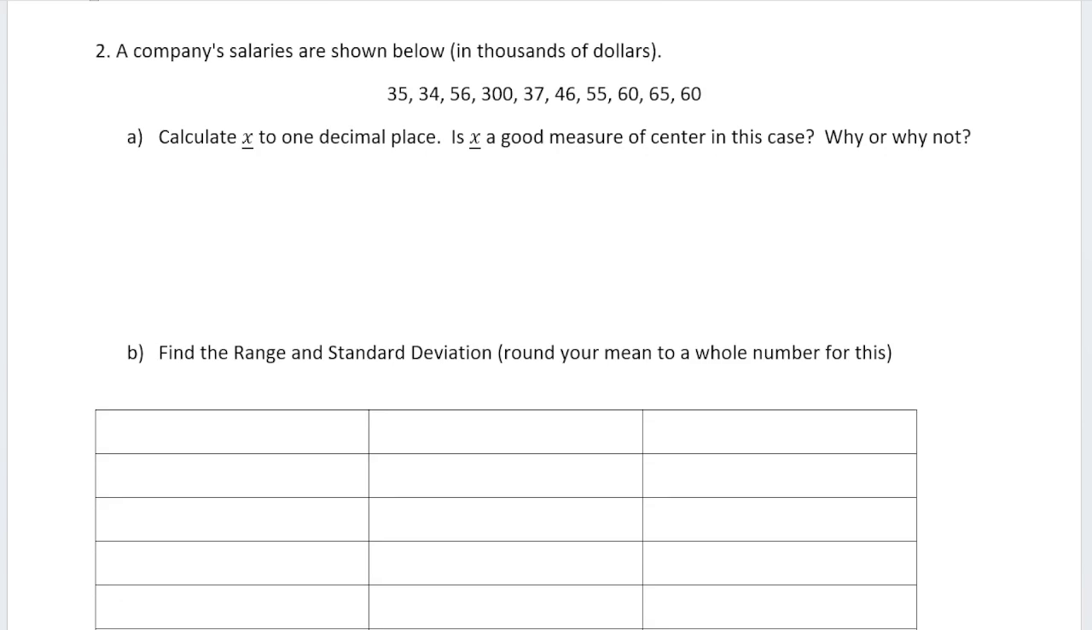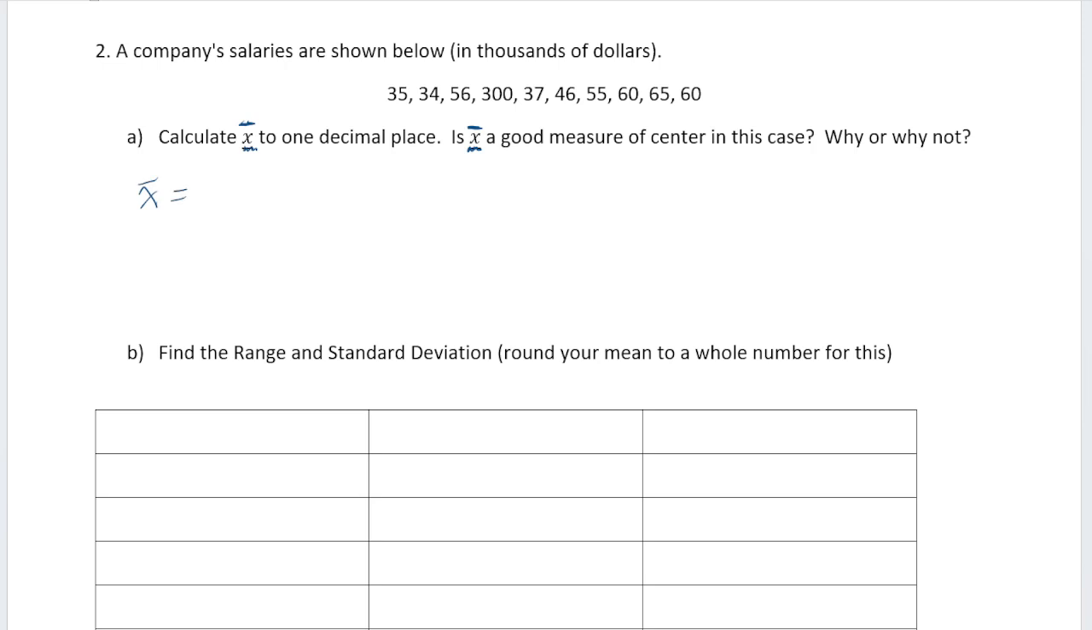Next, company salaries are shown below in thousands of dollars. Calculate x̄. That is not how that should look, right? This should be x̄, which is the mean. To 1 decimal place, is the mean a good measure of center in this case? Why or why not? Well, let's calculate it first, and then we'll talk about it.